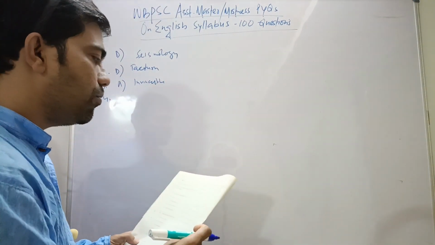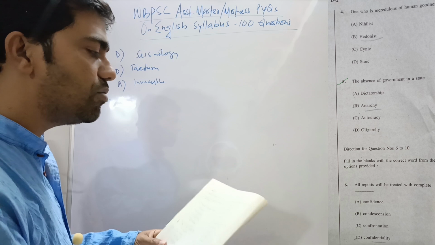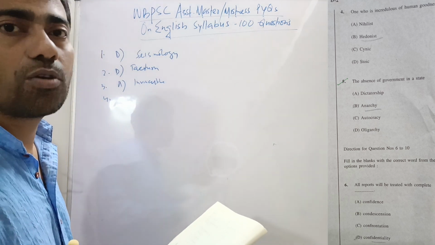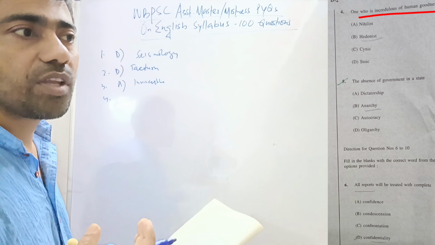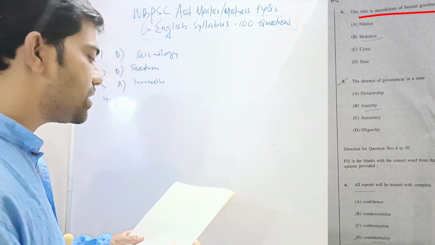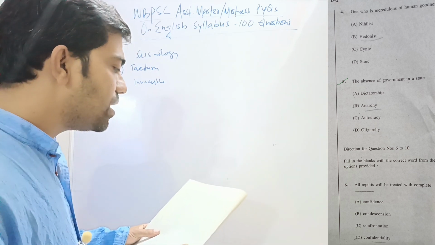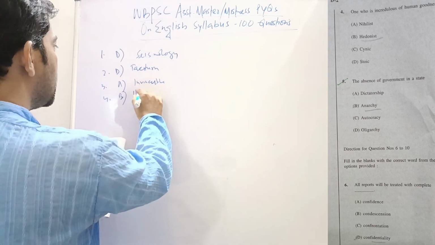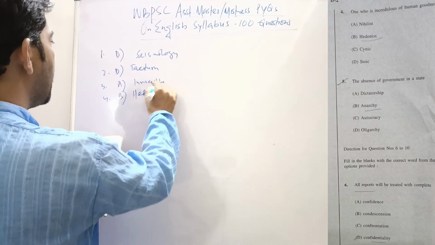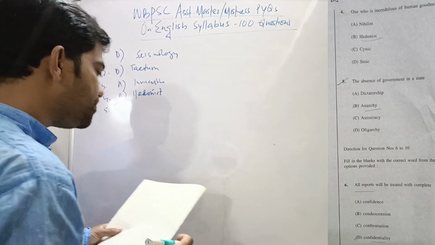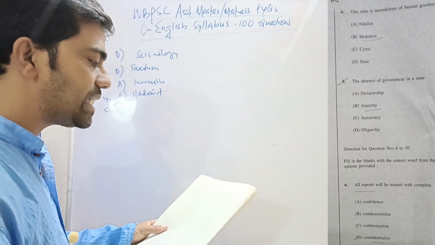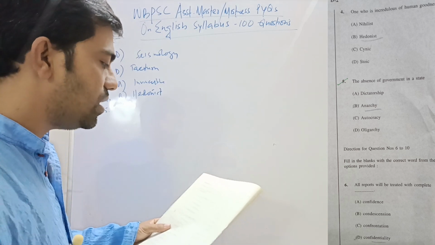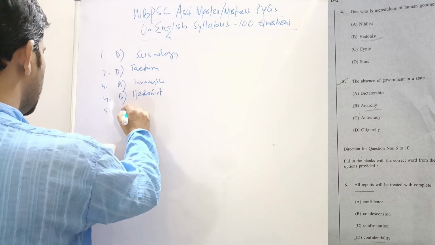4. One who is incredulous of human goodness. One who is philanthropist kind of people. So philanthropist is equal to hedonist. So it is B, hedonist. All right, 5. The absence of government in a state is called anarchy. B.